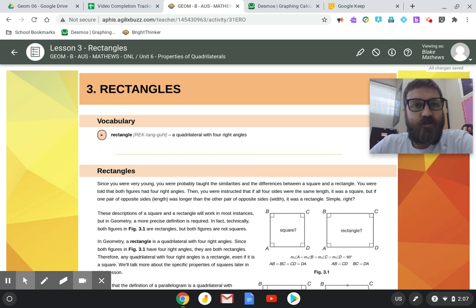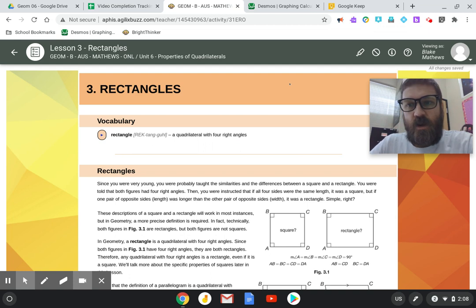This is the Geometry Unit 6 Lesson 3 video. This unit continues to work through the different types of quadrilaterals. Last lesson, 2 lessons were all about parallelograms, and the next few lessons will be subcategories of parallelograms, and I will post in the notes a little diagram for how these different things are related.